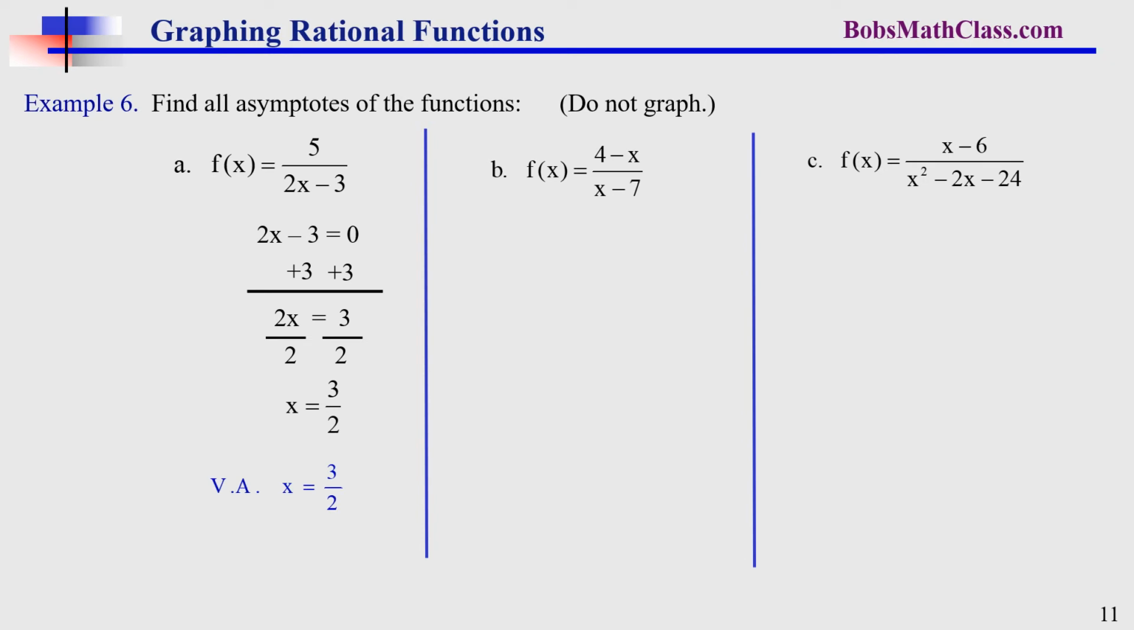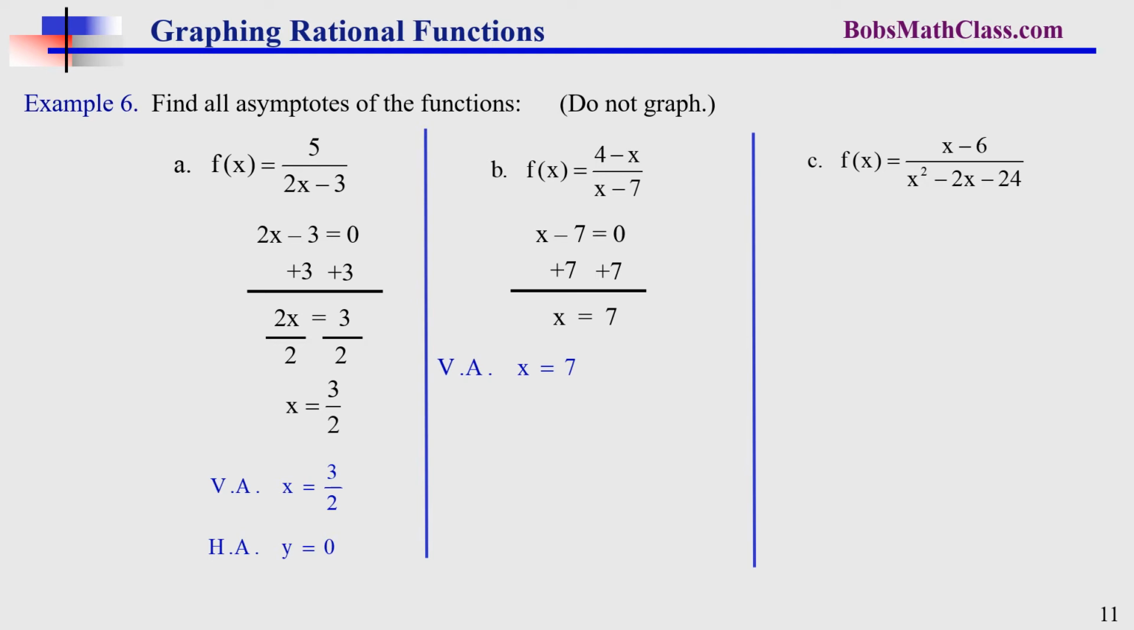How about our horizontal asymptote? Well, the degree of the numerator is less than the degree of the denominator, so it's automatically y equals 0. All right, let's do part B. Let's do the vertical first, set the denominator equal to 0, and solve that. So our vertical is x equals 7.